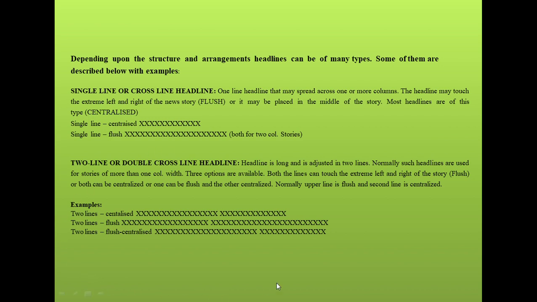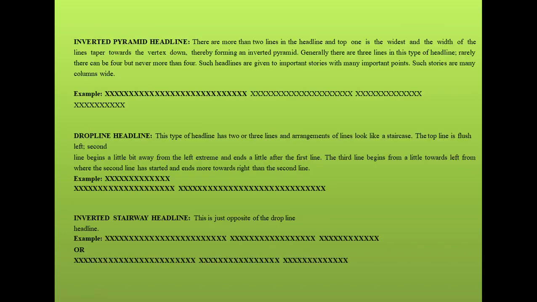Now, take a look on this example. First of all, it's a two-line headline, which can be somewhere, one can be on extreme right, other can be on extreme left, or it can be the other way around. So this is a two-line headline, which is also known as double cross line headline. Now let's understand the next one, which is known as inverted pyramid headline.